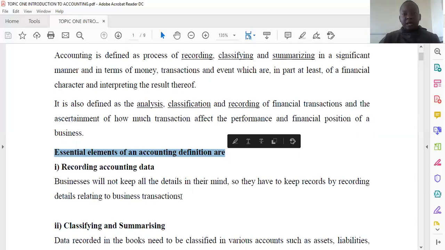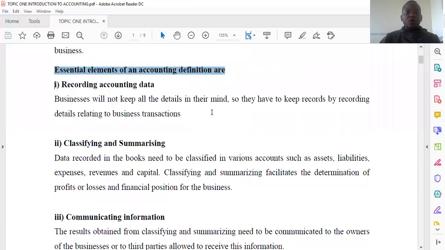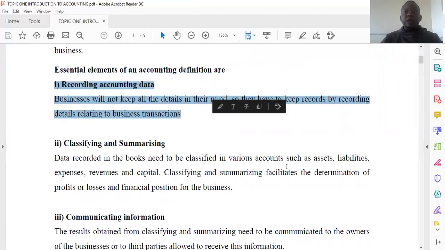So the essential elements of an accounting definition are, one, recording of accounting data, or we can say recording of business transactions. One of the key terms in an accounting definition is the process of recording transactions. We record these transactions in the books of accounts. That is, we have the journal, and you also have the ledger, where business transactions are recorded. So one key element of accounting is recording business transactions as and when they take place. All the transactions of a business need to be recorded by the accountant.